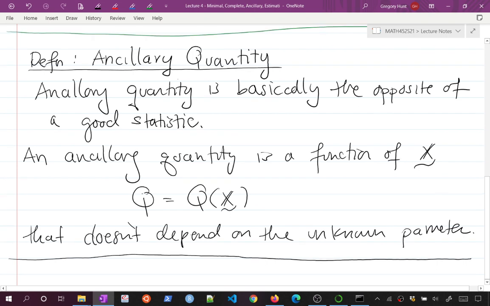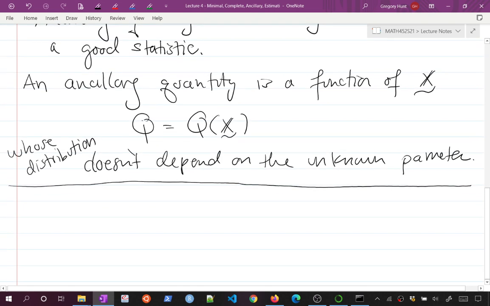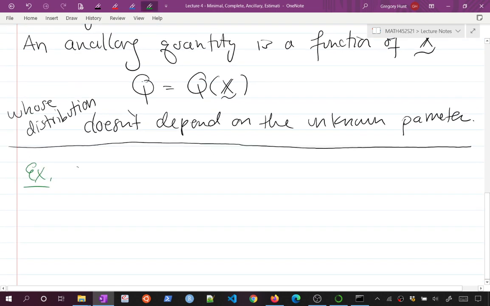It's basically the opposite of a good statistic, because it's any quantity that doesn't depend on the unknown parameter. And maybe I should be more specific. It's any function of my data whose distribution doesn't depend on the unknown parameter. So let's look at some examples. We can create some ancillary quantities.